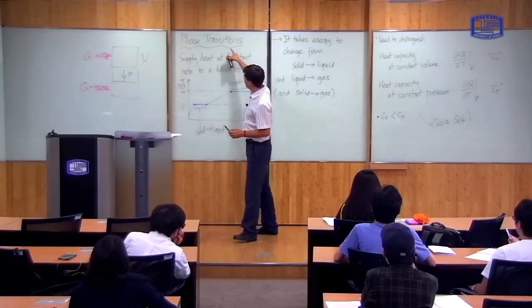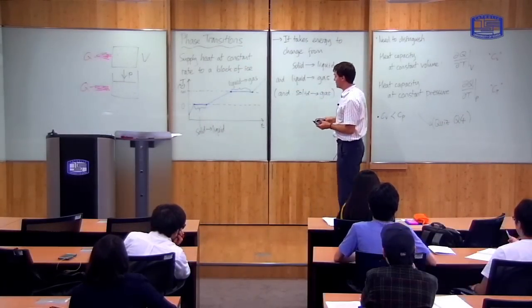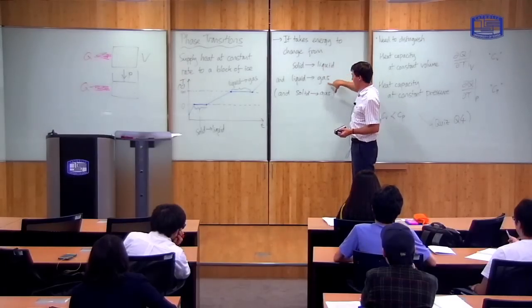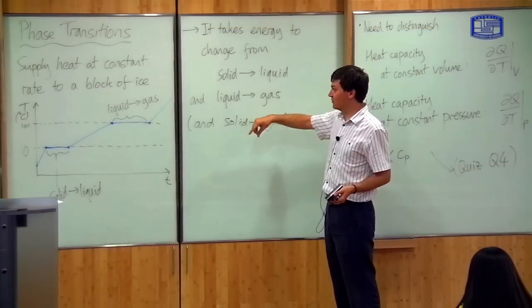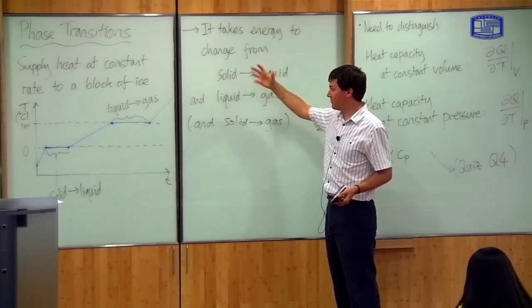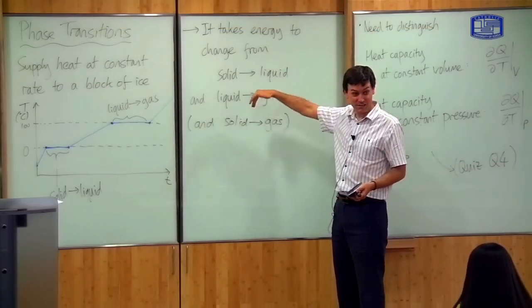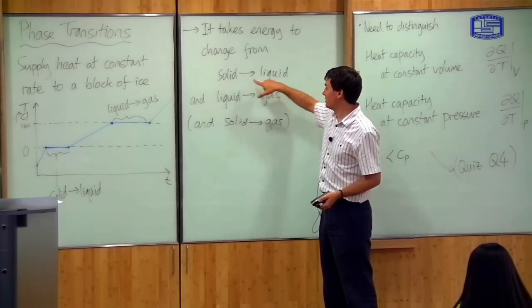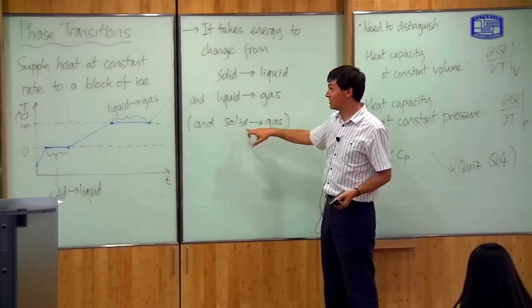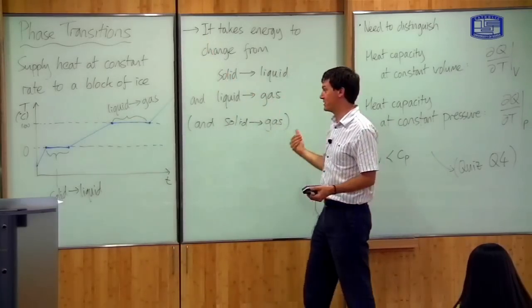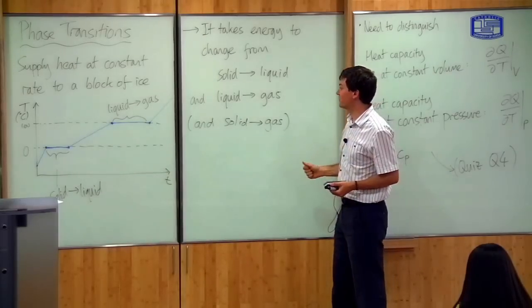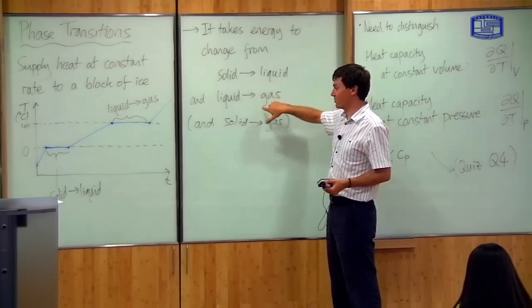So I called the title of this section phase transitions. That's because these things, solid, liquid, gas, are known as phases. We say the phase of the water is solid, the phase of the water is liquid or gas, and the changes, solid to liquid, liquid to gas, or solid to gas, are called phase transitions. So a phase transition is the change in state of a substance from solid to liquid or gas.